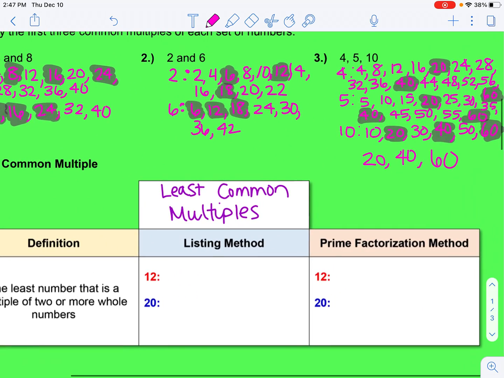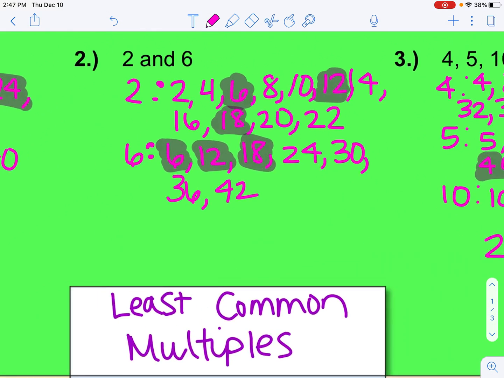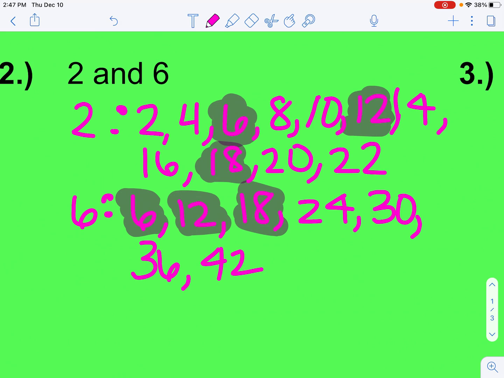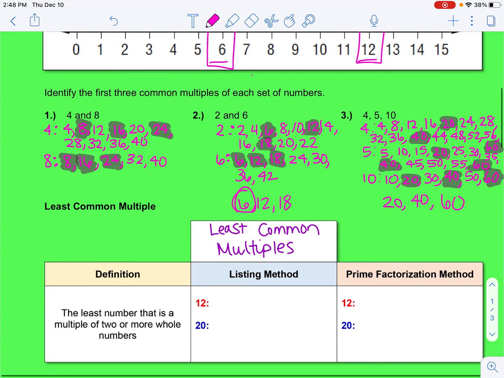So now, we are going to talk about least common multiples. What least common multiples are: they are the least number that is the multiple of 2 or more whole numbers. So the smallest one. So for example, 2 and 6. We listed 6, 12, and 18 as common multiples. The least common multiple would be the smallest, so 6. And 20 was the least common multiple for number 3.